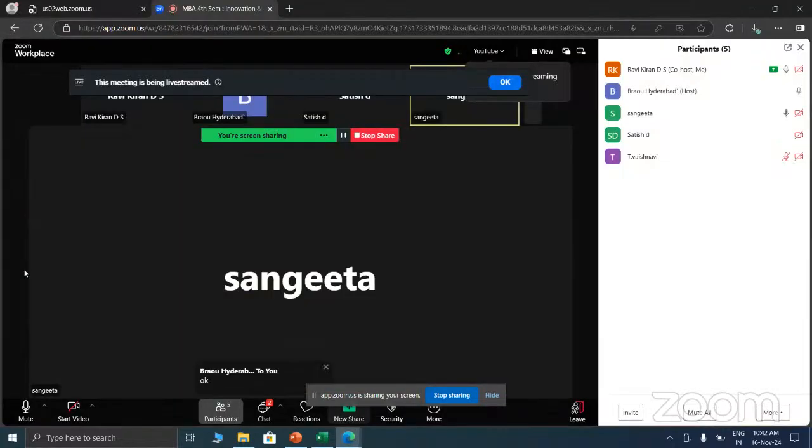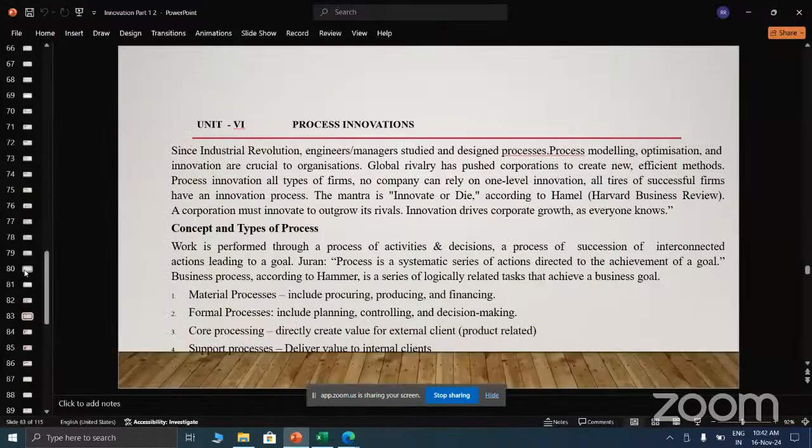Yes, sir. Okay, great. So coming to Unit 16, that is process innovations. Since the industrial revolution, all the engineers and managers studied, designed and developed processes. These modelings, optimizations or innovations are very crucial to organizations.